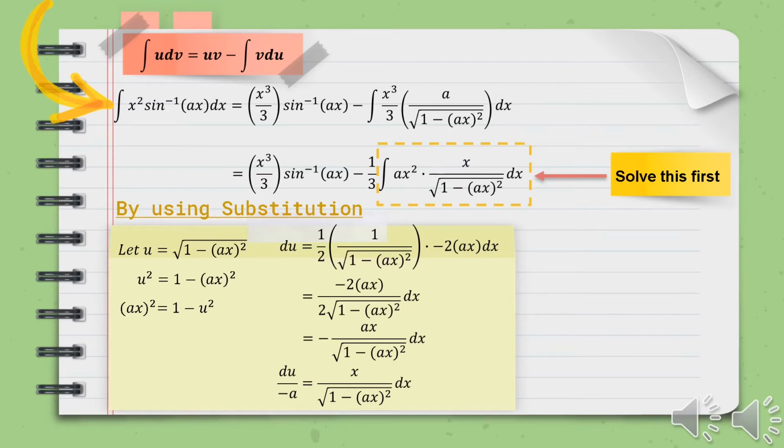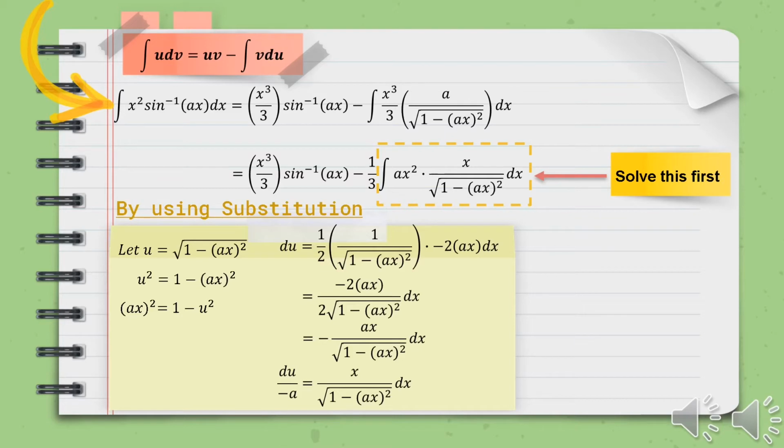Substitute from what we get into the formula. So, integral of x squared inverse sine ax dx is equal to x cubed over 3 inverse sine ax minus integral of x cubed over 3 times a over square root of 1 minus ax squared dx. Then we get x cubed over 3 inverse sine ax minus 1 over 3 integral of ax squared times x over square root of 1 minus ax squared dx. So we need to solve the integral first.